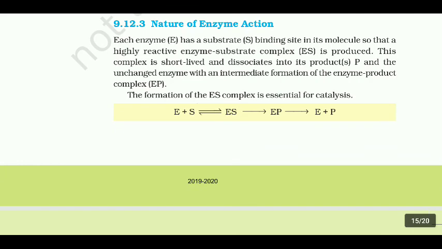9.12.3 Nature of enzyme action. Enzyme E has a substrate S binding site in its molecule, so that a highly reactive enzyme-substrate complex ES is produced. This complex is short-lived and dissociates into its products P and unchanged enzyme, with an intermediate formation of the enzyme-product complex EP. The formation of ES complex is essential for catalysis. E plus S gives ES, which gives EP, which gives E plus P.